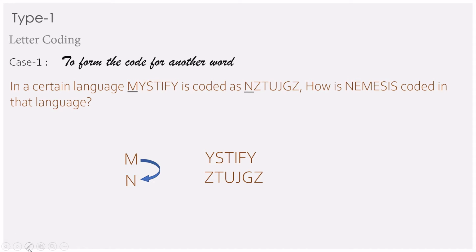Let me put it up on the pen for this. If you just see Y and Z, they are after letters. S, T, they are after letters. T, U, they are after letters. And I, J, similarly. F, G, and Y, Z again.